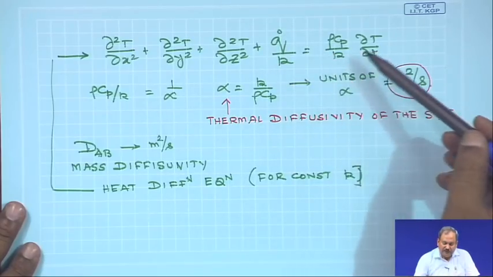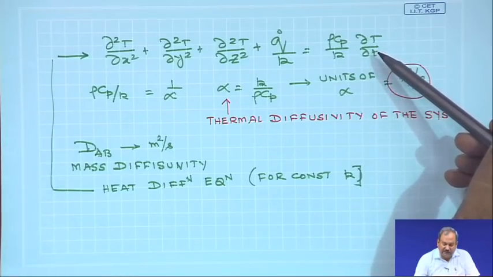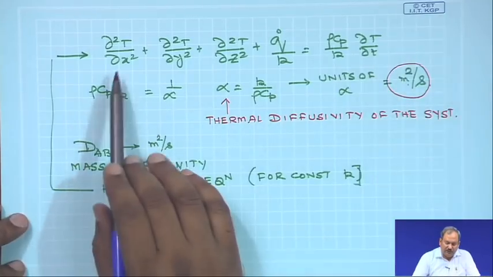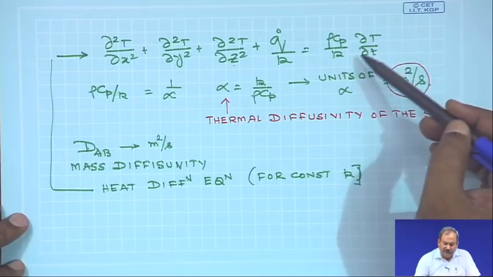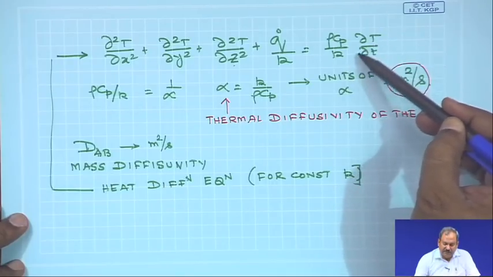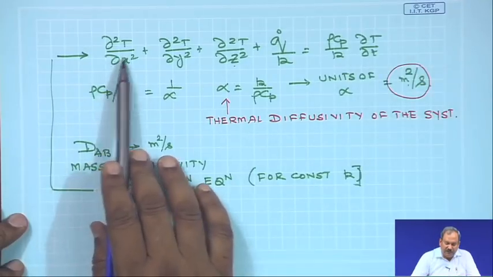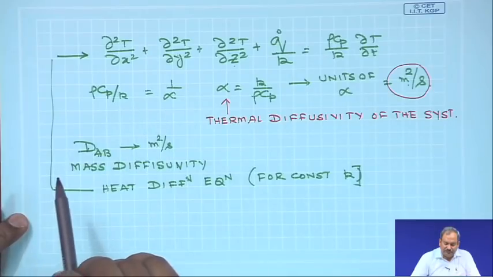If you assume that this system represents a system at steady state, and by steady state I mean that the temperature could be a function of x, y and z, but it is not a function of t. So, at steady state this temperature change with time would simply be equal to 0, and you will be left with only the 4 terms on the left hand side.